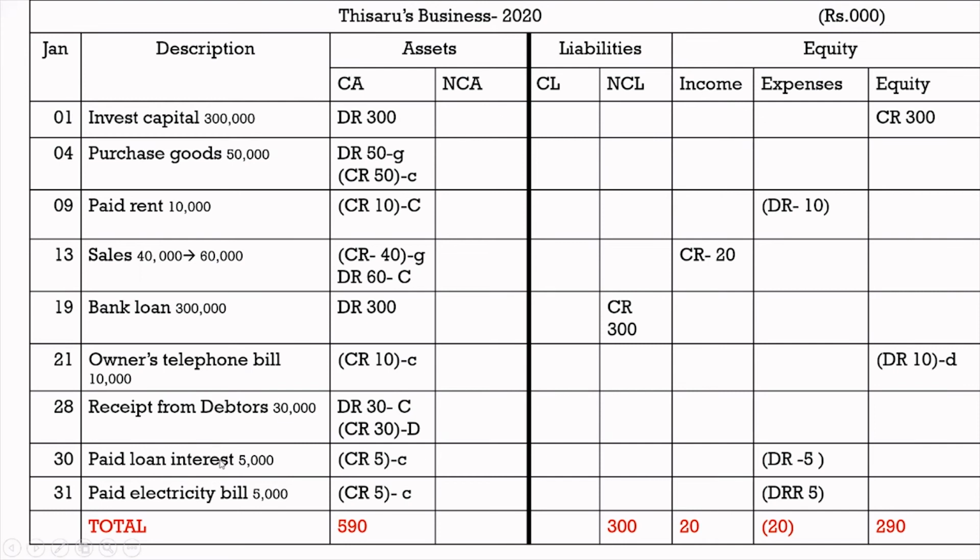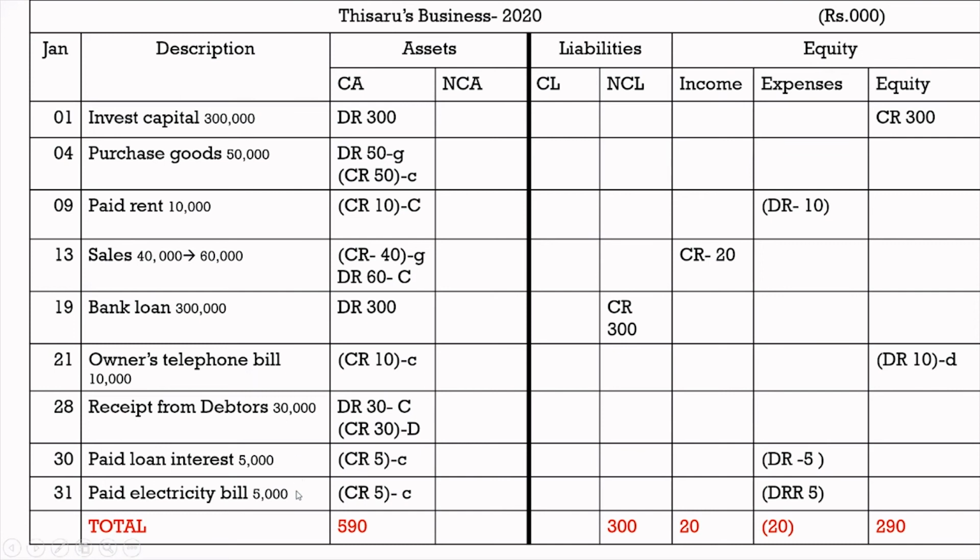Next one is paying bank loan interest. So when you're paying a loan interest, it is an expense to us. As cash is reduced, current assets are credited by 5,000. Then as it is an expenditure, our equity should be reduced. So we are debiting it with the value of 5,000 rupees.